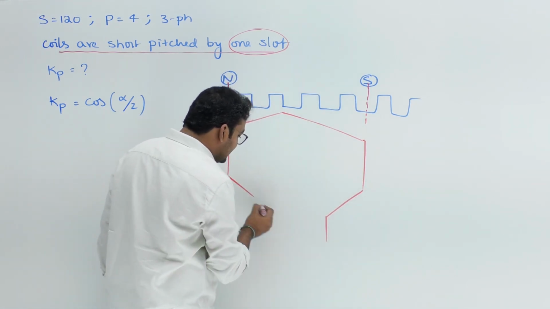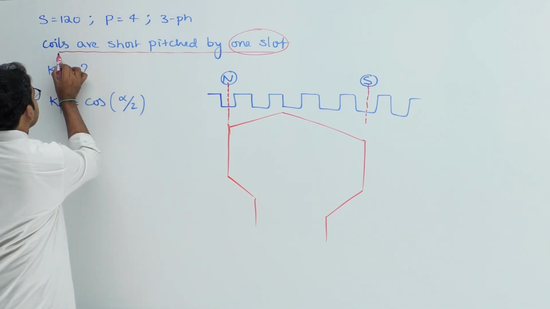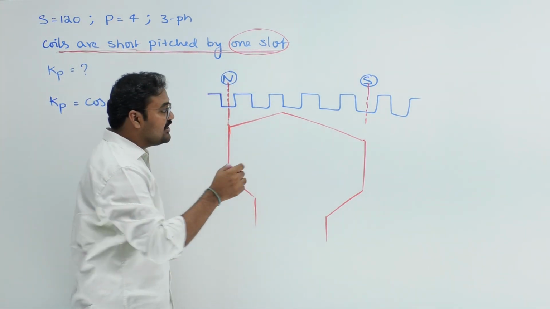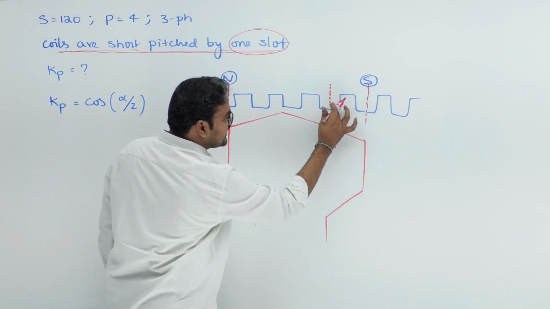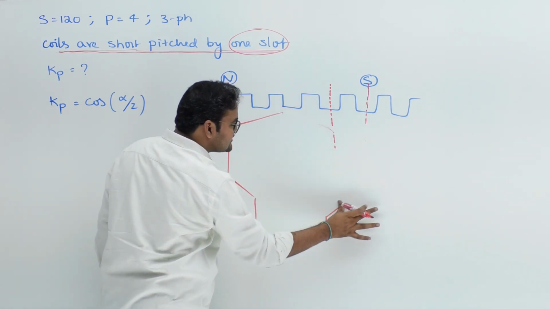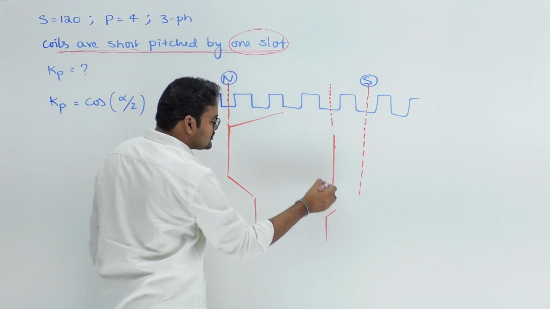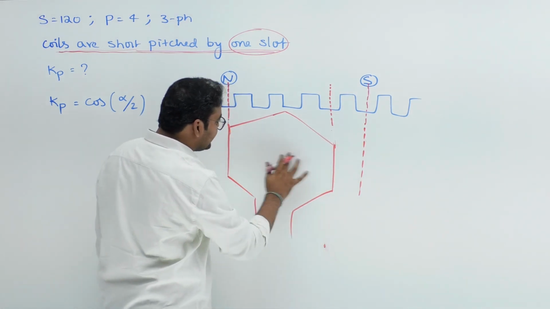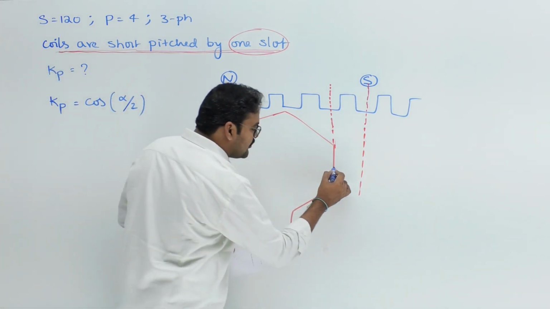But here the coil is not full pitched coil, it is a short pitch coil. How much short pitch? It is clearly mentioned coils are short pitched by one slot, exactly one slot. You see, from here you just try to short pitch it by exactly one slot. That means the other end of the coil is not placed exactly on the slot which we thought, and it was placed one slot with a short pitch. Now you tell me this winding is going to be a short pitch winding or full pitch winding? Short pitch winding.